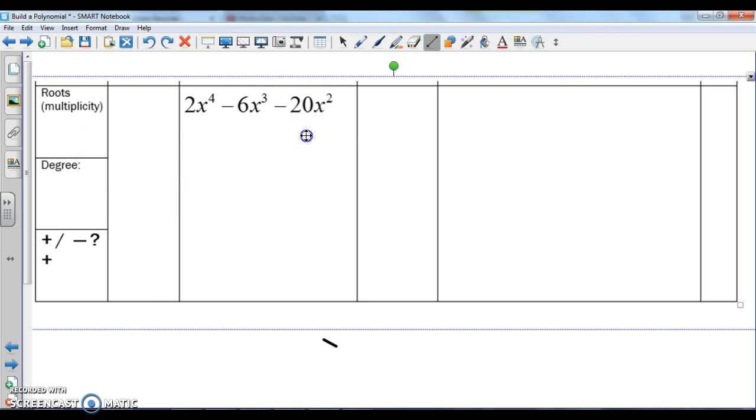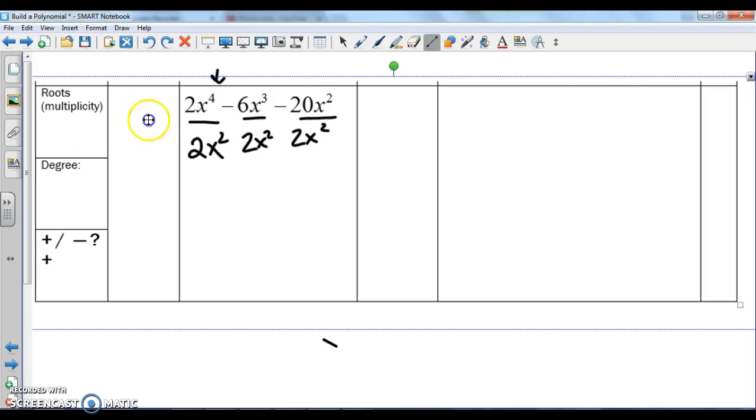So this is the polynomial. You want to factor this. So I'm going to give you a helpful hint right here. To factor this, you are going to take out what they all three have in common. So I can divide them by a 2 and an x squared. So you're going to divide by 2x squared.